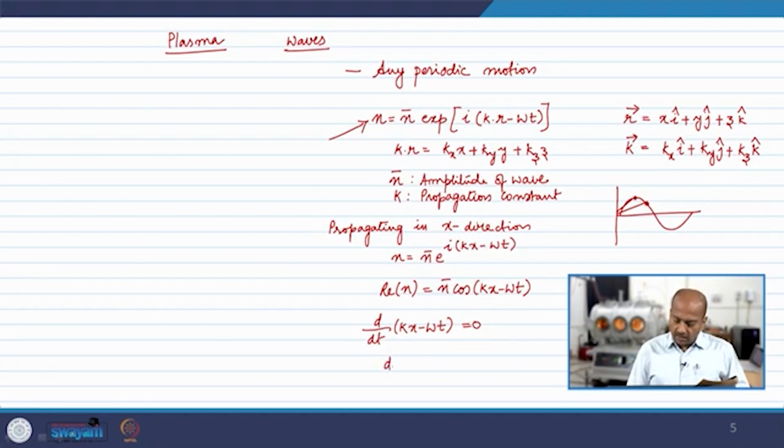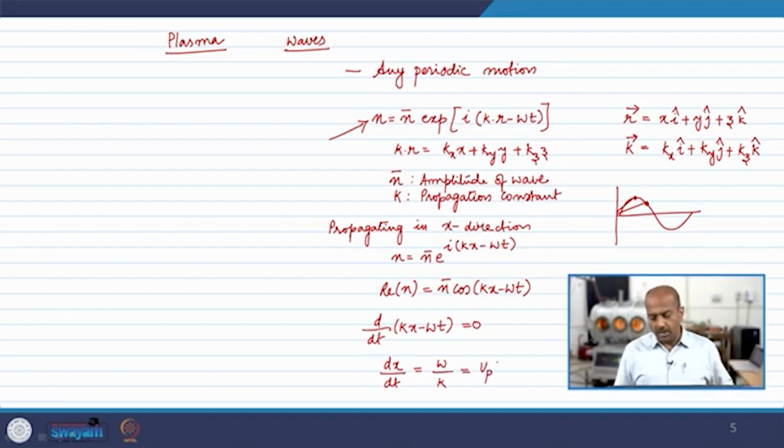So, dx by dt is equal to omega by k, which is called Vp. What is Vp? Vp is referred to as the phase velocity. What is the importance of this phase velocity? Phase velocity tells you how an individual wave is moving in space, right.